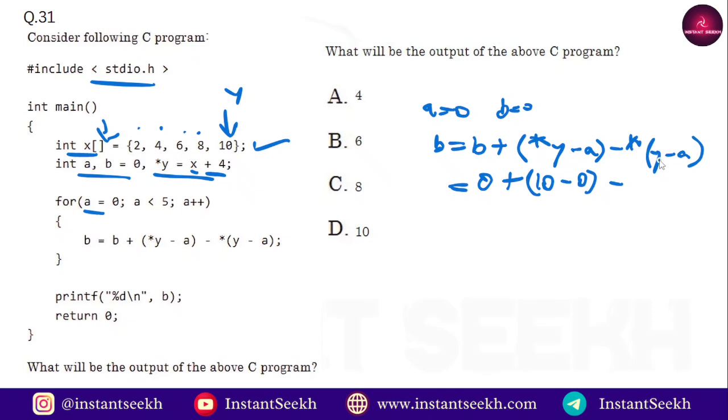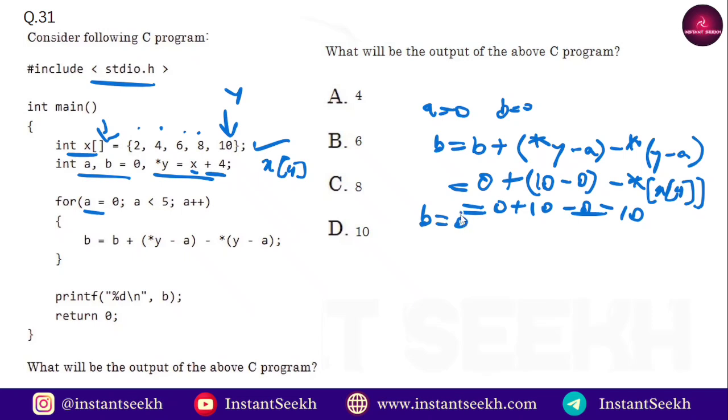Now this Y is an address. This Y is what? Address. That is pointing to X of 4, your fifth element. And you are minusing 0, meaning what? It is nothing but your x4 element. Now it is like this, the value at x of 4 is nothing but 10. So this evaluates to 0 plus 10 minus 10, 0. The 10 and 10 will be cancelled, so your B will be 0 for the first step.